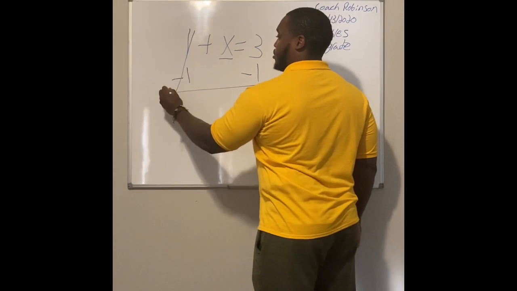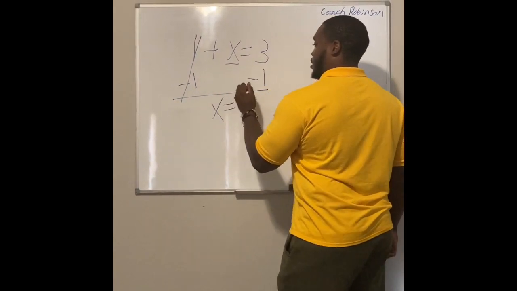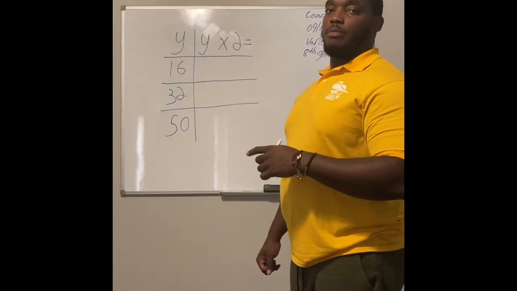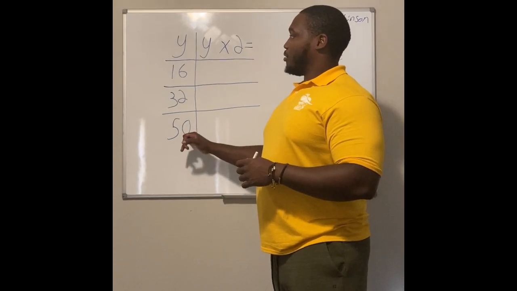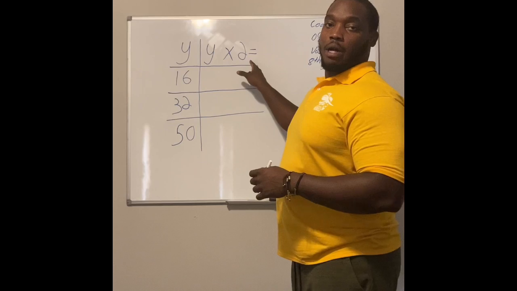Okay, so this cancels out. 1 minus 1 is 0. You drop your x. x equals 3 minus 1, which is 2. So a lot of times when you're working with variable problems, they will indicate what the missing variable is, and then you will have to just do the problem, right?